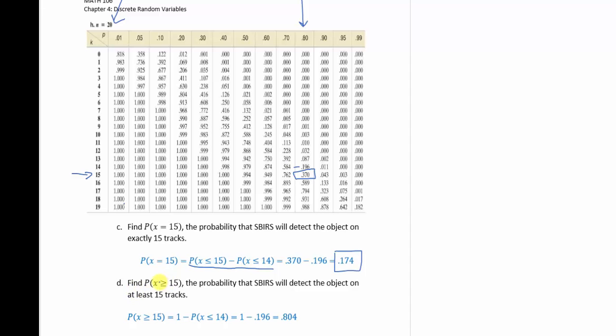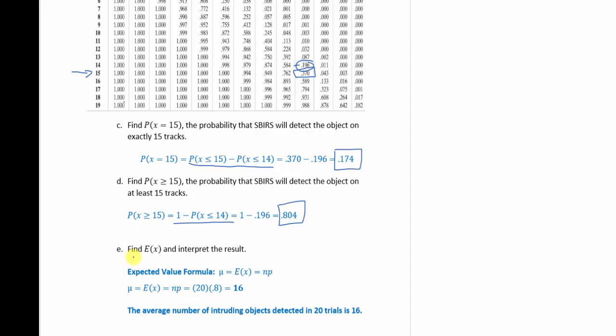In part D, we're looking for the probability that x is greater than or equal to 15. Since it's greater, we're thinking 1 minus something. So that's the probability that SBIRS will detect the objects on at least 15 tracks. So we're taking 1 minus the probability that x is less than or equal to 14. So looking for that value, that's our 0.196. So 1 minus 0.196 leaves us 0.804.